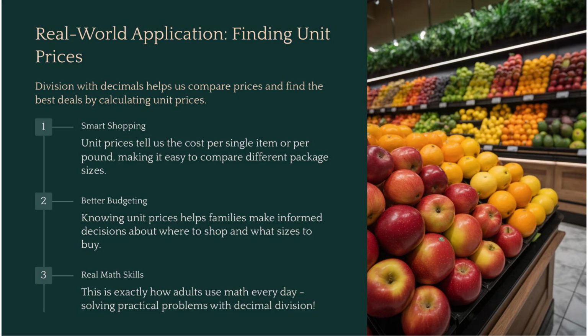Decimal division is the key to finding the unit price, or the cost for one single item, pound or ounce. Stores use this calculation to determine the price of bulk items. If you want to know which product is the better deal, you need to divide the total cost, a decimal, by the amount of product, often another decimal, to find the cost per one.